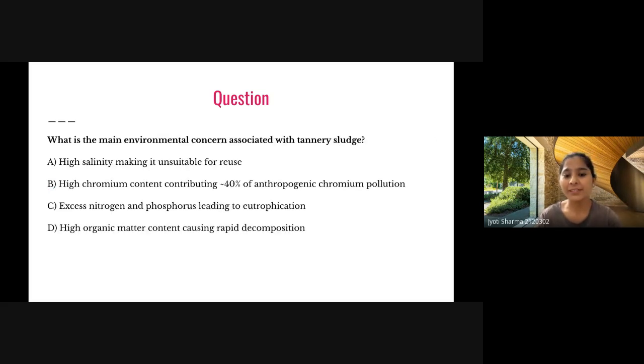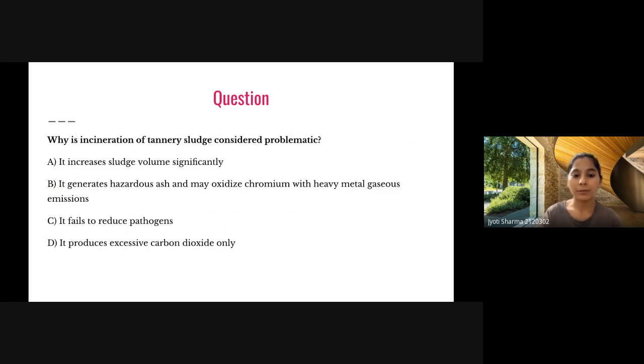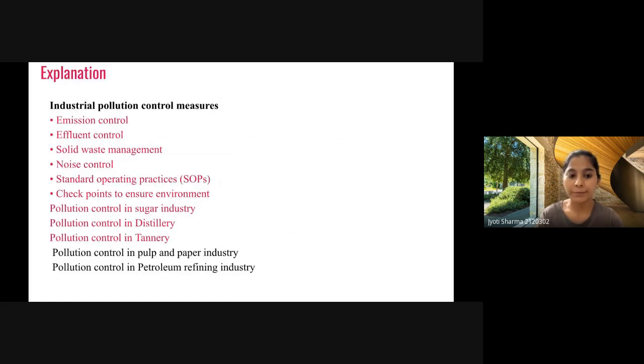The main concern with tannery sludge is that it still may have high chromium content, near to 40% of anthropogenic chromium pollution. Yes. Then, why is incineration of tannery sludge considered problematic? Because it can generate hazardous ash. So that's how even incineration of sludge is also problematic.